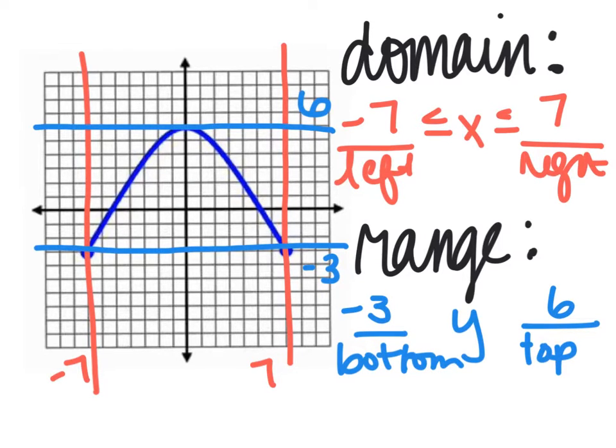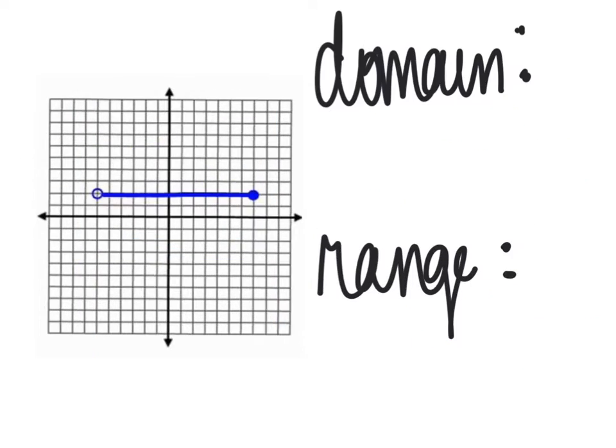So at negative 3 on this line right here, we have closed circles. So we're going to put a less than or equal to there by negative 3. At the top up here at 6, we don't actually have any circles. So if we don't have a circle up there, we know that's the top of the graph. Remember, we put a less than or equal to symbol there. The only time we use the less than symbol is if we see the open circle.